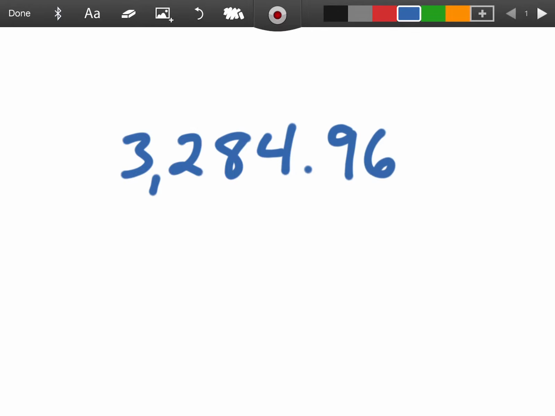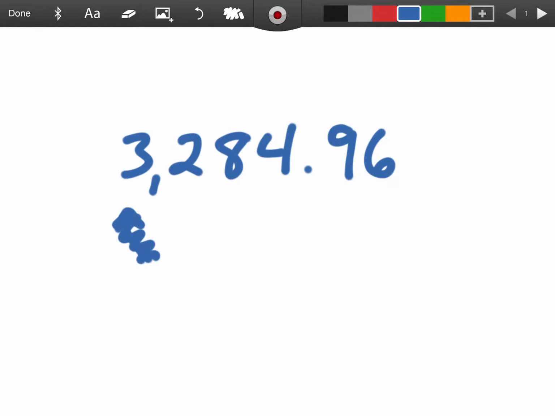The first thing that I want to do is to go over placeholders so that when I talk about the hundreds place or the ones place or the hundredths place, you know what I'm talking about. So whenever we're talking about place values, if I write a number 3,284.96.